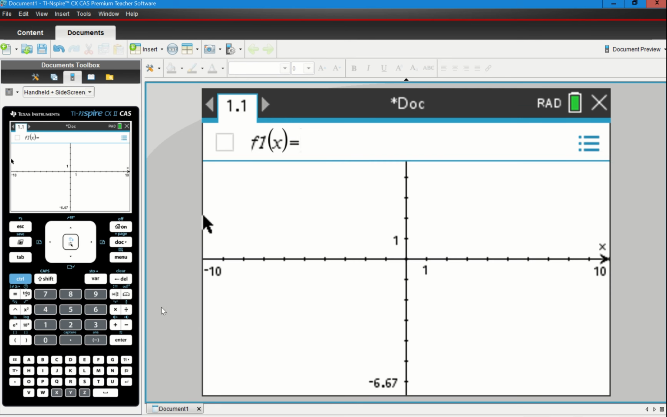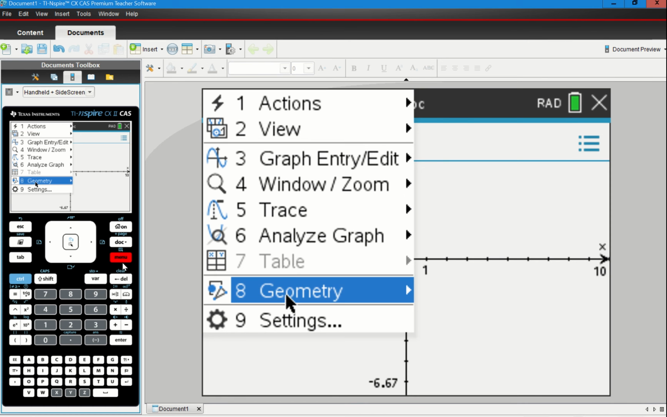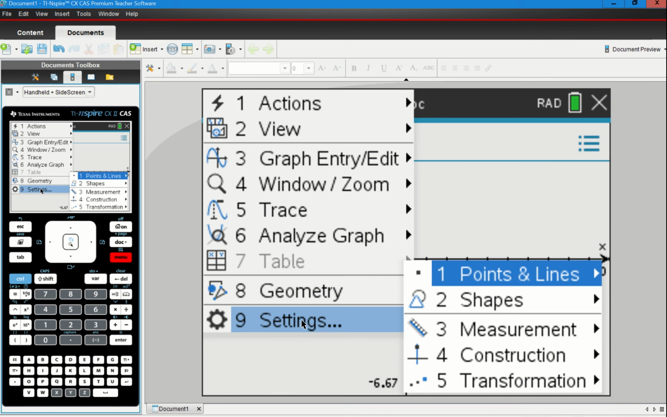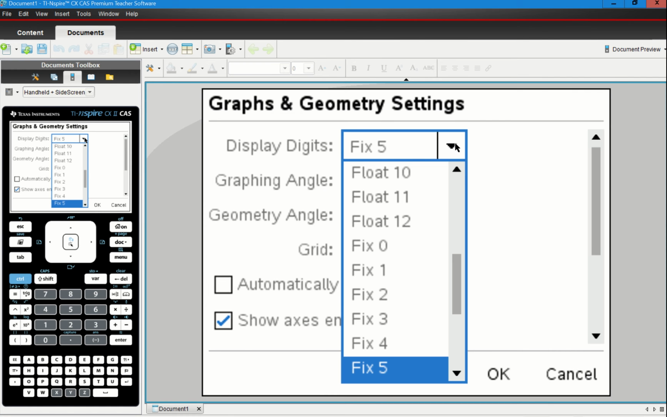Now, your calculator probably is already preset to be in radians, but if you want, you can check. I hit menu and then settings. And I like this to say fixed 5. If yours is on float, you might want to consider changing it. Fixed 5 always gives us 5 decimal places for any answers that don't end up being a whole number answer.